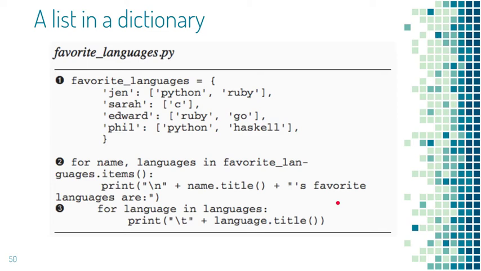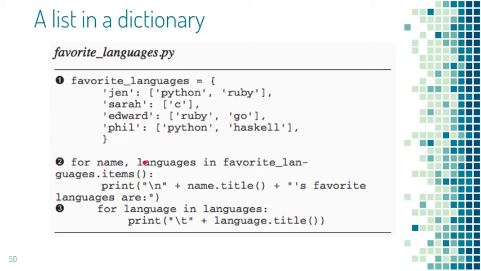associated with each person. So here, the value associated with each of these names, well, that's a lie. The value associated with Jen and Edward and Phil are lists. The value associated with Sarah is still a list, has one item in it, but it's still a list. When we loop through the dictionary here, we use the variable name languages to hold each value from the dictionary because we know that each value will be a list.